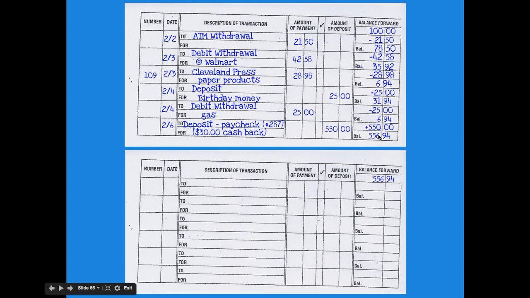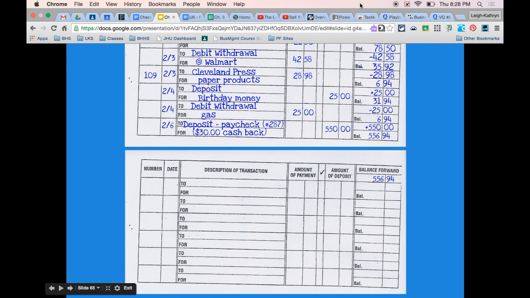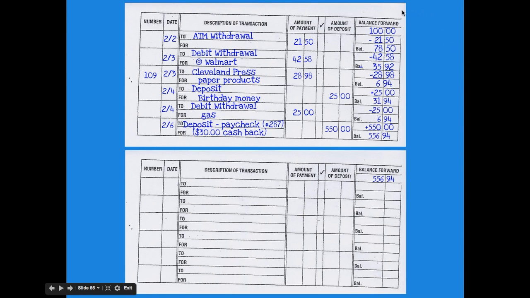So we've got an ending balance on this page. There's usually a staple here, or maybe the staple was up at the top and this is the new page. In either case, you always want to bring your balance down to the next page. So the $556.94, we're going to rewrite here. Then enter the date again, still February 6th.